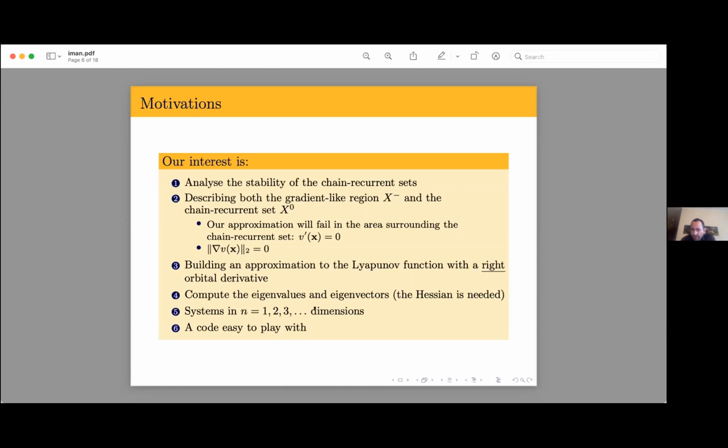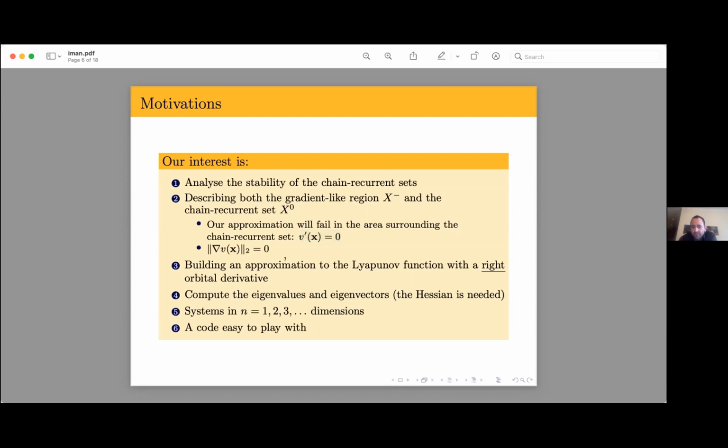Now, we know that our approximation will fail in the area surrounding the chain recurrence set because V prime has to be 0, so it cannot be -1. However, our code also computes the norm, the gradient of the complete Lyapunov function. And we know that when the gradient is 0, then that's also the chain recurrence set. So we have two different ways to obtain the chain recurrence set.